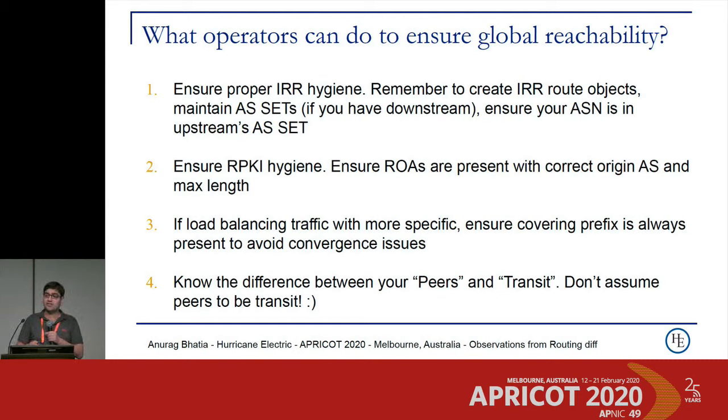There is still a large number of invalids in RPKI, not because of origin, but because of the max length. A lot of people end up creating ROAs with much shorter max length, and then they try to deaggregate, and then it just gets caught and goes missing from a large number of networks.